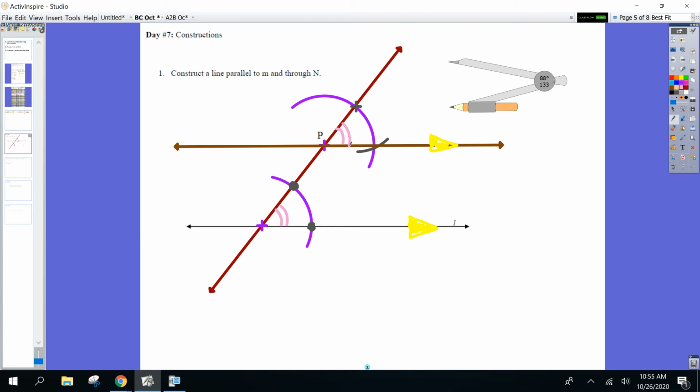What did you just make? You just made two congruent angles. You made two congruent corresponding angles. Yeah, there we go. So here's what we just did: corresponding angles congruent imply parallel lines. Look at that. All coming together. Yeah, good.